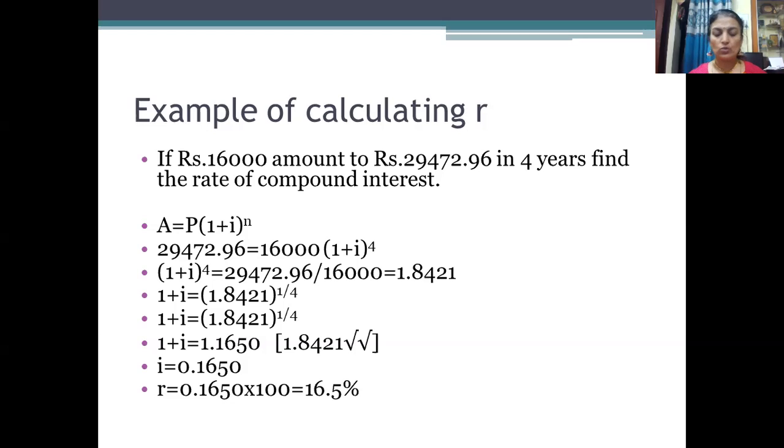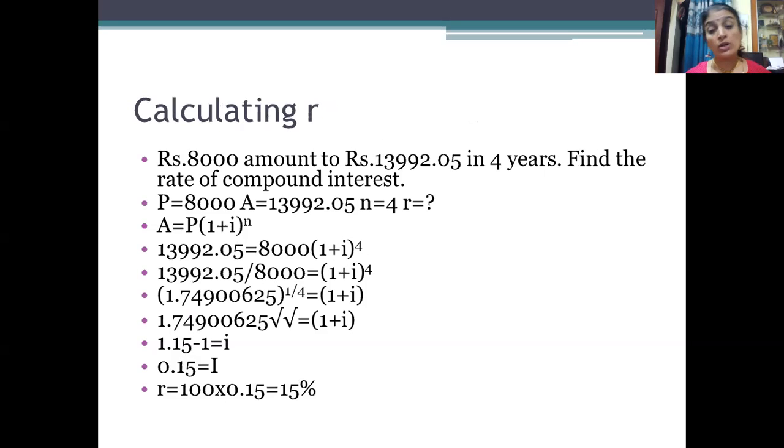I hope you have understood how we have calculated. Let us solve one more problem so that it will be more clear for you. Here, rupees 8,000 amount to rupees 13,992.05 in 4 years. So find the rate of compound interest. What is given in the problem? What is this rupees 8,000? It is P. Amounts to means 13,992.05 is the amount.